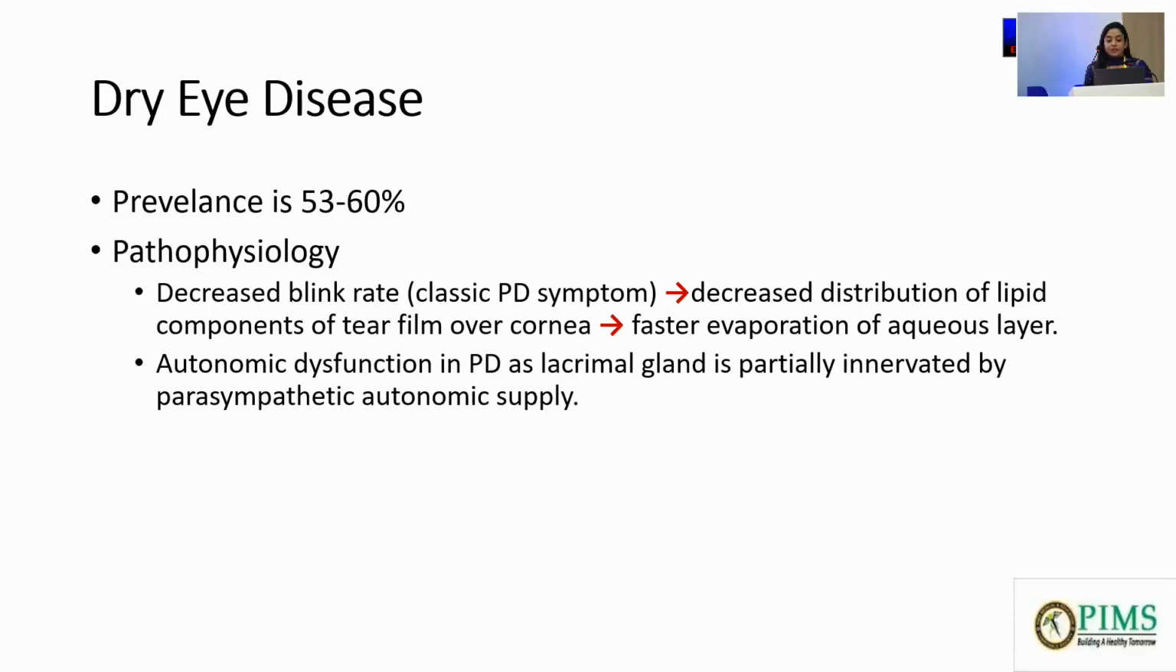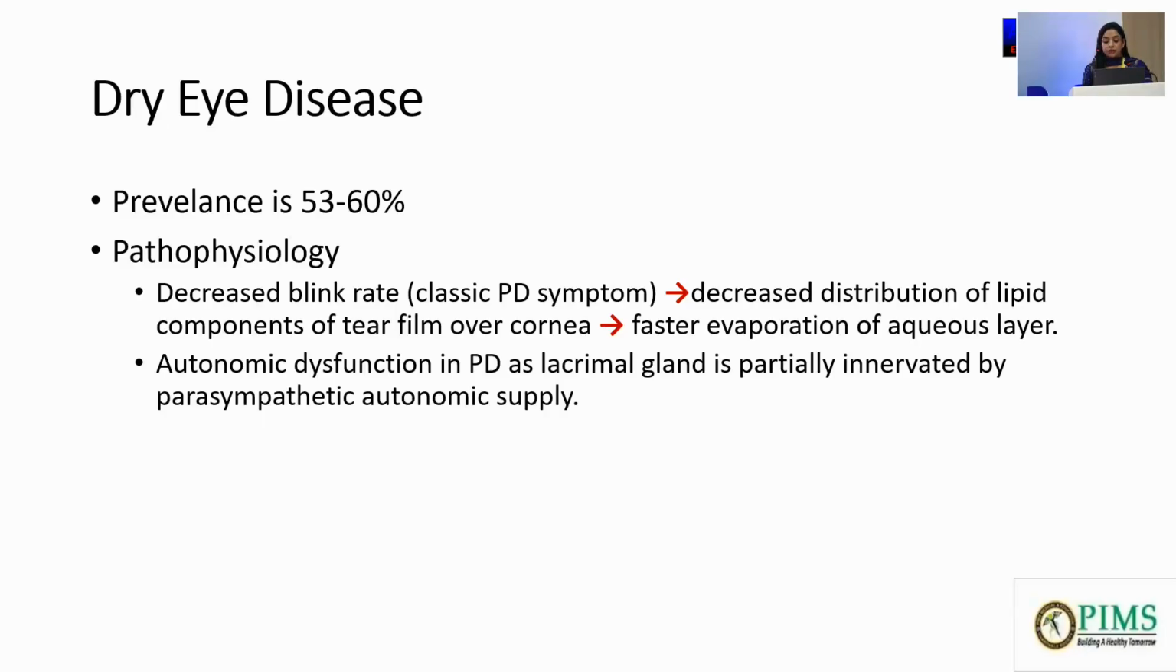Dry eye disease prevalence is 53 to 60%. The pathophysiology is decreased blink rate, which is a classical Parkinson symptom, which leads to decreased distribution of lipid components of tear film over cornea, leading to faster evaporation of the aqueous layer.